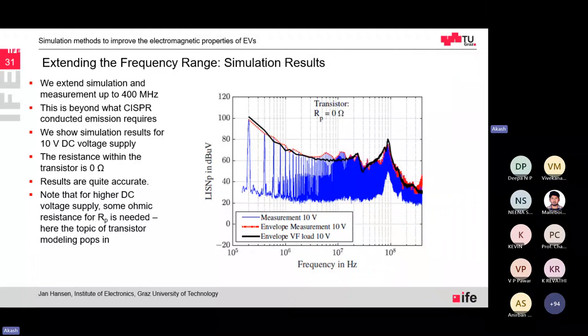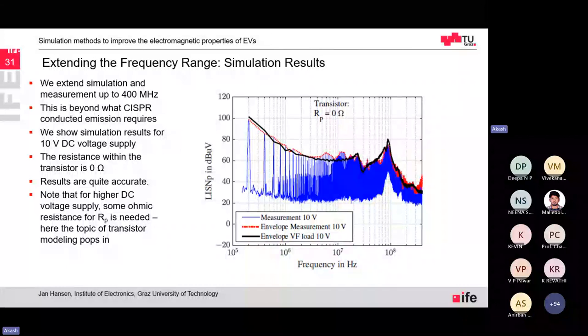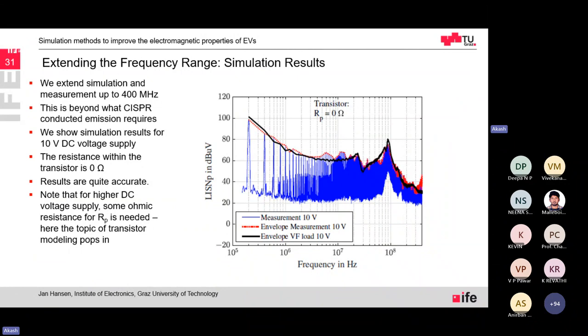And you can imagine this is really hard if you model it manually in a circuit simulator. Blue is the measurement, the envelope. Black here is the simulation. So that works quite fine. But as I said, you need to drag along all this information.